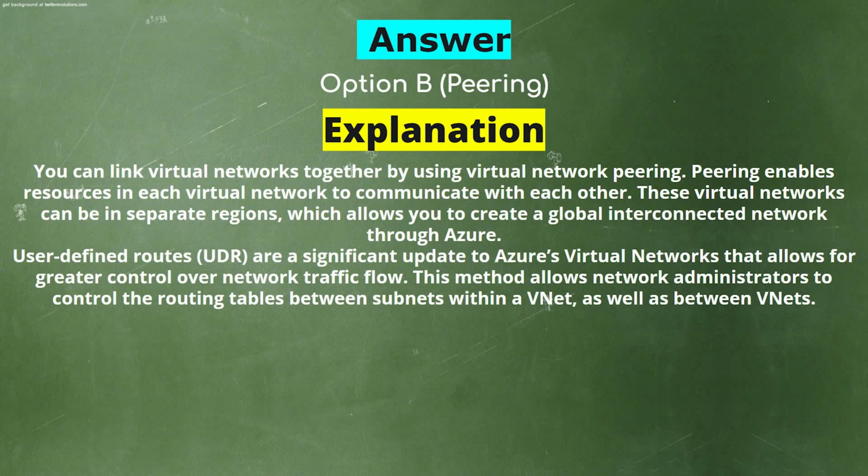Peering enables resources in each virtual network to communicate with each other. These virtual networks can be in separate regions, which allows you to create a global interconnected network through Azure. User-defined routes (UDR) are a significant update to Azure's virtual networks that allows for greater control over network traffic flow. This method allows network administrators to control the routing tables between subnets within a VNet, as well as between VNets.